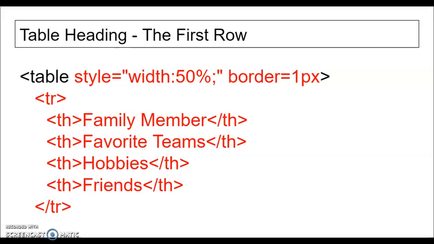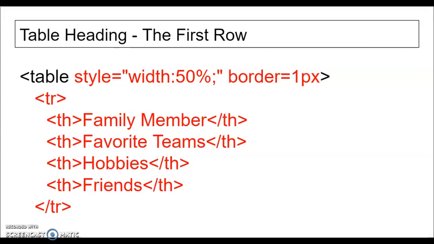Okay, so you're going to add style equals, and then what you see there, you're going to put the width at 50%, and you're going to add a border that's very thin, only 1 pixel. The border is only going to be 1 pixel. And then you are going to add your first table row and add your table headings.